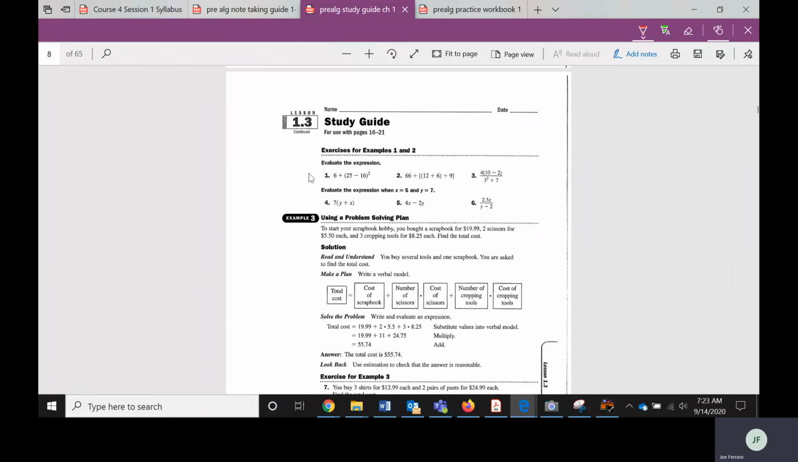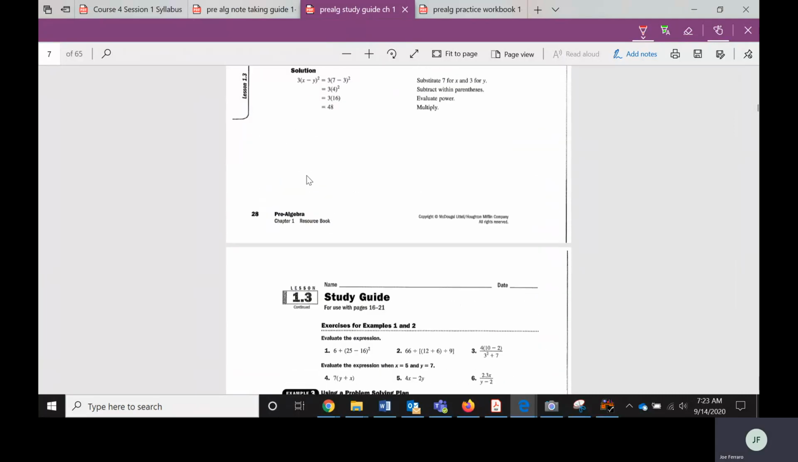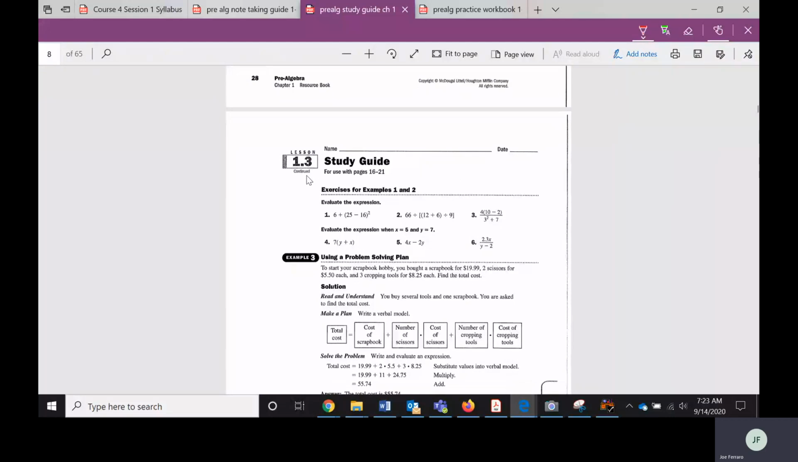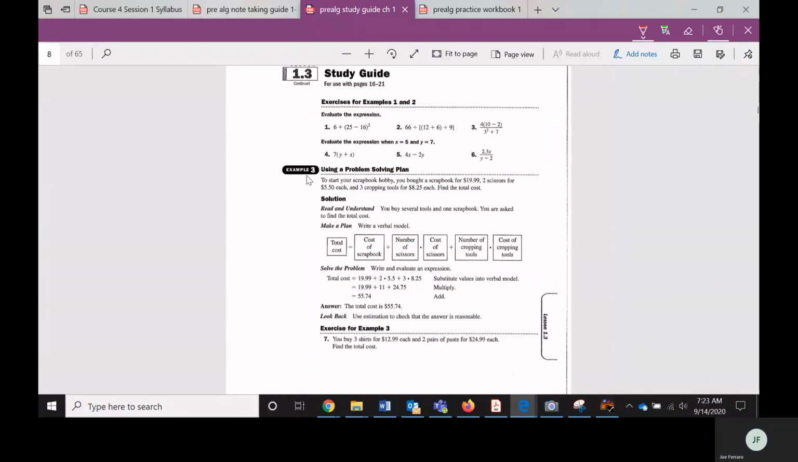Some practice problems. Again, if you can do the problems in the study guide here, you're probably good. But you can do the practice workbook for some extra credit. But if you can do the problems in the study guide, you're probably good for the test.